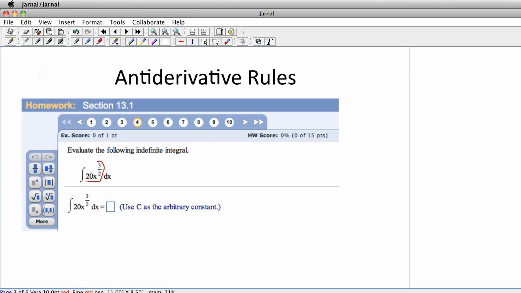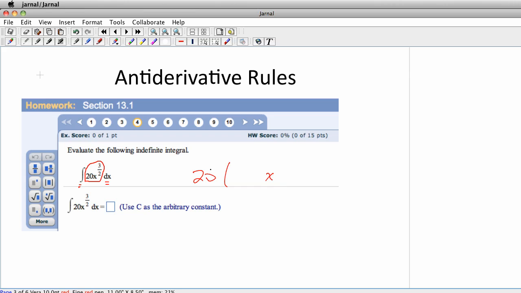So we ignore the integral symbol and the dx symbol. Those are part of the notation. Again, we'll learn more later about why that notation is there. Right now we want to just figure out a function that has 20x to the 3 halves as its derivative. So we can go through the process again where we figure the 20 must be part of the answer.